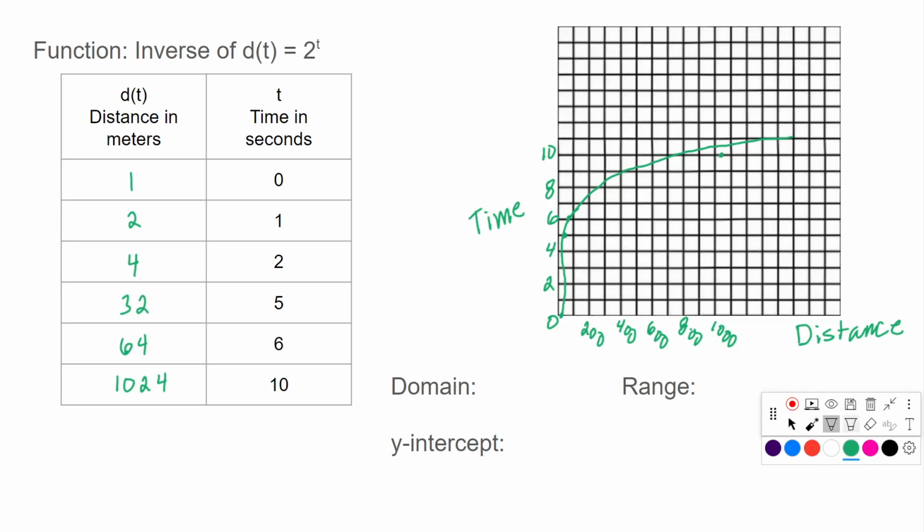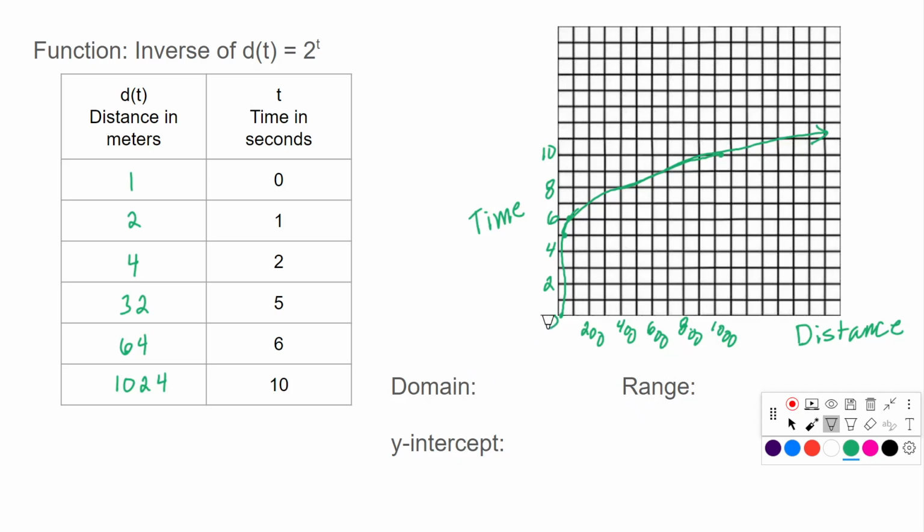And I did not do a good job of graphing these points. Oops, that's not what I wanted. Here we go. So let me go from the other way, see if I can do it a little bit better. There we go. Now we have the idea. So this is our graph of our inverse.